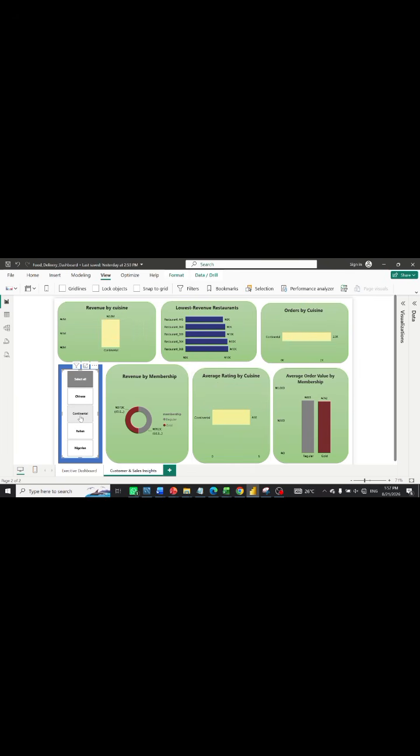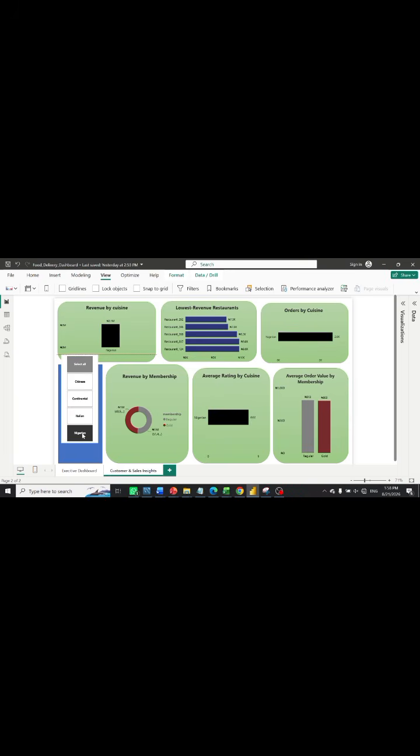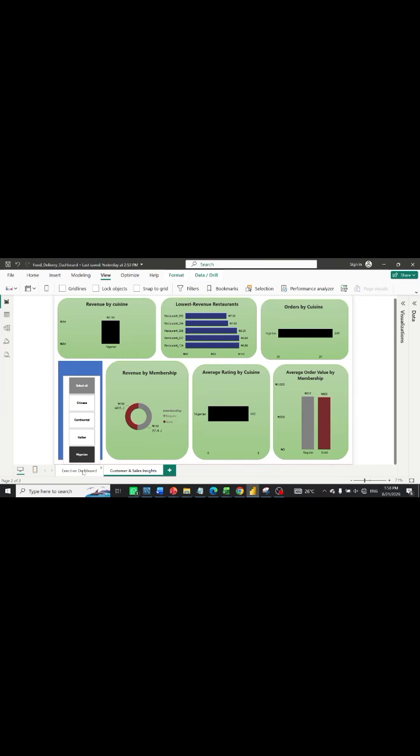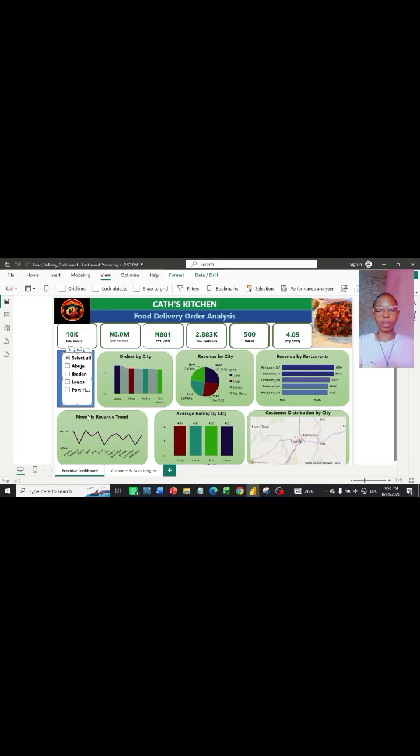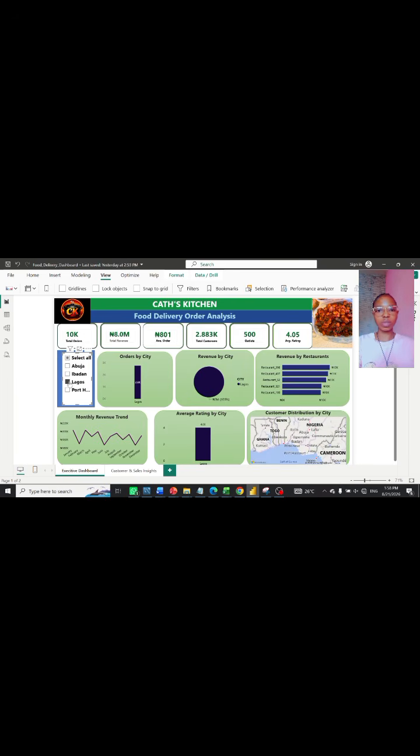Based on these findings, Nigerian food delivery businesses can focus resources on high-performing cities and popular cuisines, strengthen partnerships with successful restaurants, and support the performance of low-revenue restaurants. This project demonstrates how data analysis and Power BI can turn food delivery data into actionable insights, helping Nigerian food vendors to make informed business decisions.